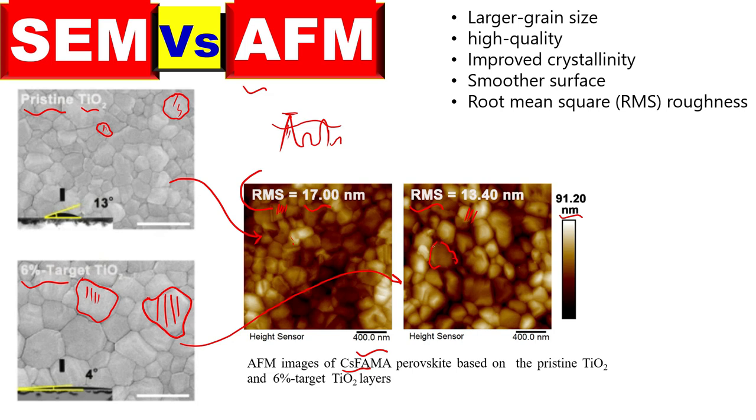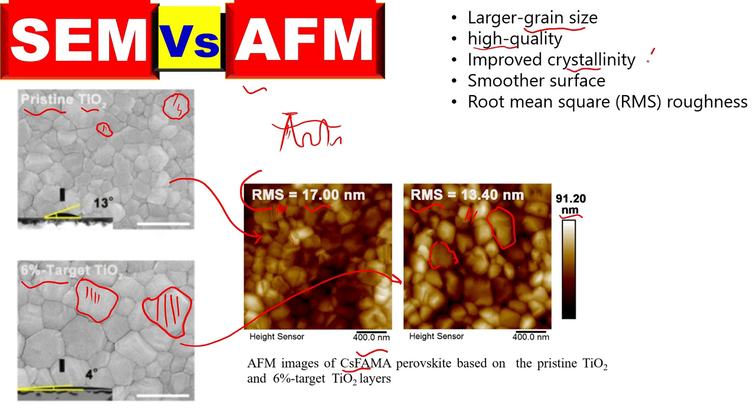This means that if we have large grain sizes, the grain boundaries decrease, and because of that, we have more smoothness. So generally, when we talk about the SEM, we're talking about the grain size, whether the grain is small in size or large in size. Then we talk about high quality, poor quality, or inferior quality. And we can also talk about the improved crystallinity.